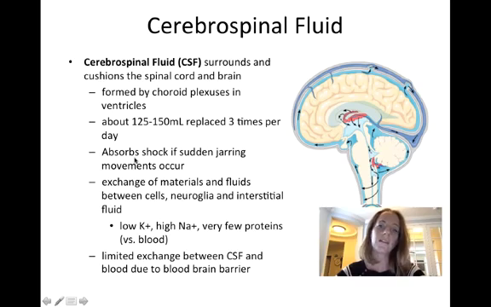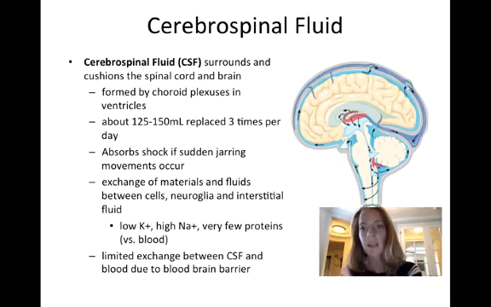Cerebrospinal fluid first creates a fluid cushion around the brain that will absorb sudden shock if there's any sort of jarring movement. So head trauma, stopping quickly, knocking your head on something. So very jarring movements where the brain might jiggle, the fluid keeps it from moving too much. The other way that the cerebrospinal fluid protects the brain is to have very limited exchange between the cerebrospinal fluid and the blood.